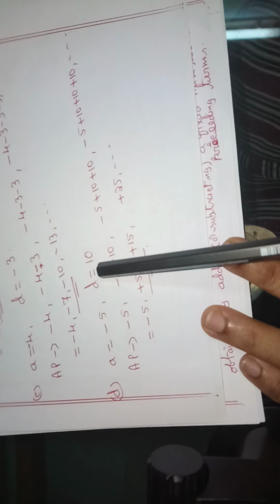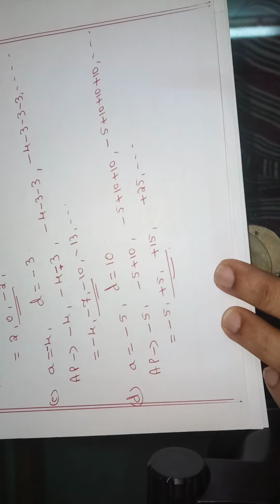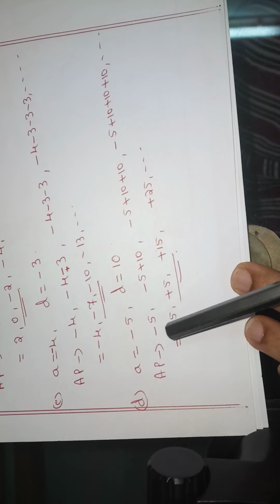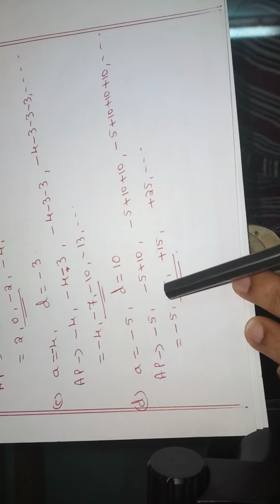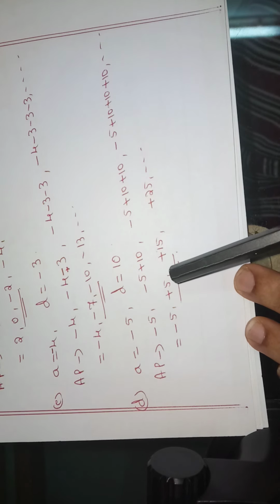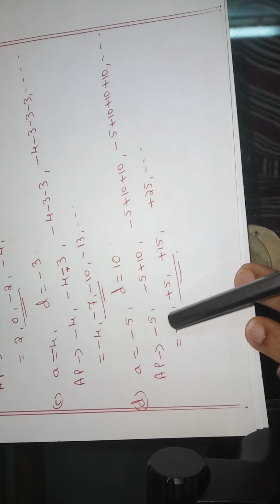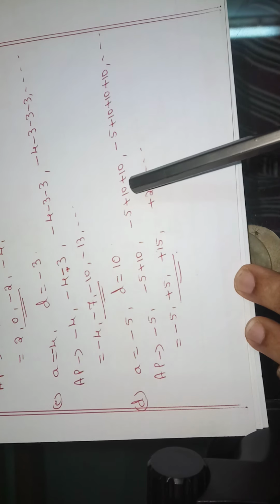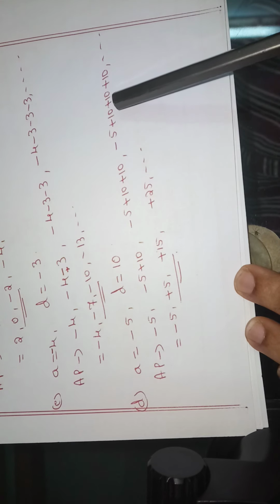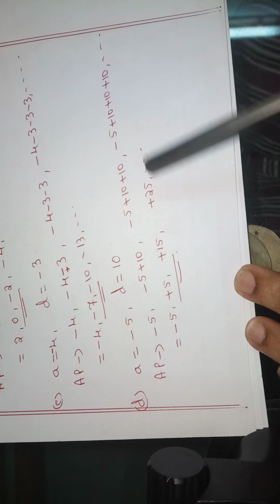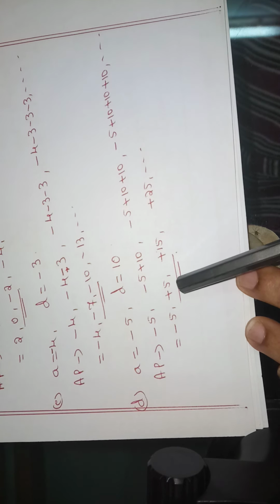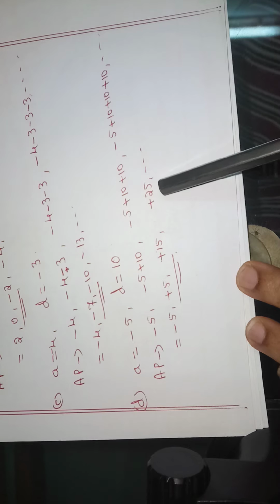A is equal to minus 5, D is equal to 10. Will you write? Let us see. Minus 5. Minus 5 plus 10. Minus 5 plus 10 plus 10. Minus 5 plus 10 plus 10 plus 10. What is the answer? Minus 5, 5, 15, 25 and so on. I hope you all completed it. Very good.